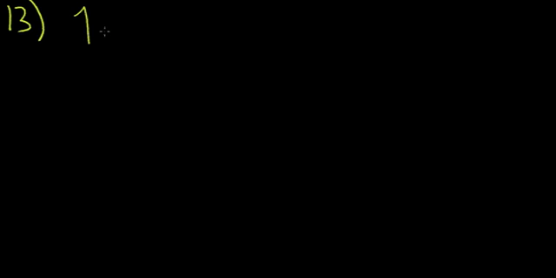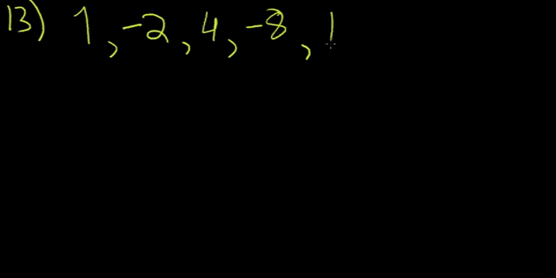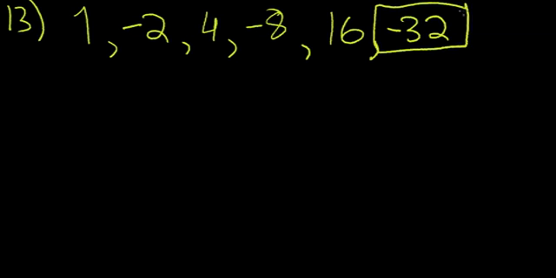So let's start. 1 times -2 is -2. And then -2 times -2 is 4. And then 4 times -2 is -8. So you see the pattern? Each time the sign just alternates, but it's still multiplying by 2 each time. It's just that the sign goes from positive to negative to positive to negative. So we know that our sixth term will be negative. So -8 times -2 is 16, times another -2 is -32. That's the sixth term of the sequence, which is choice E.